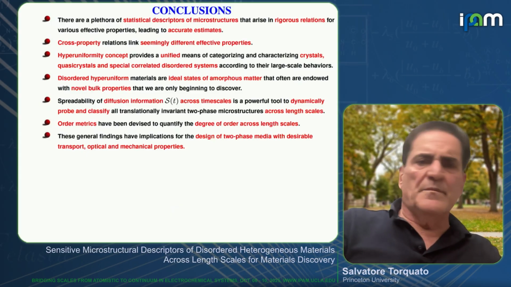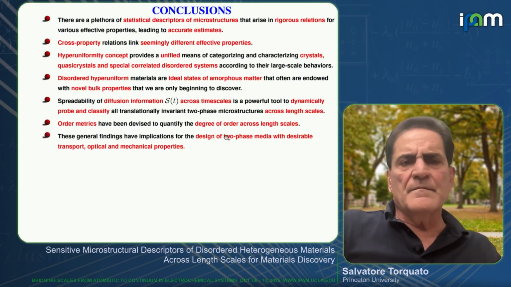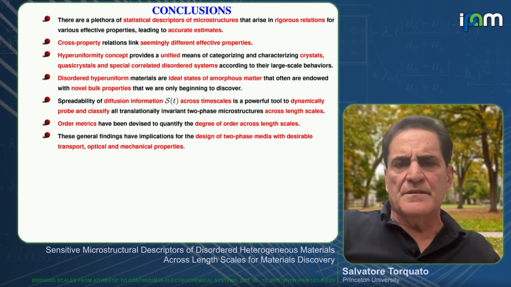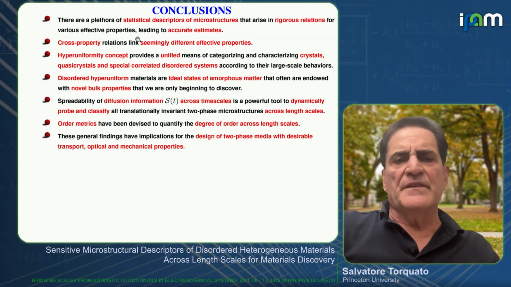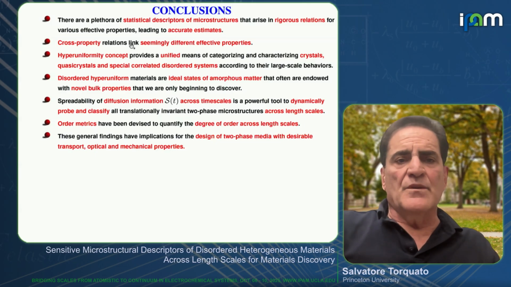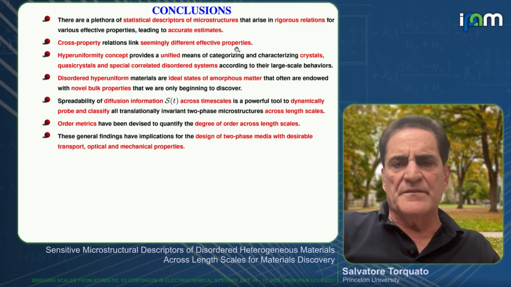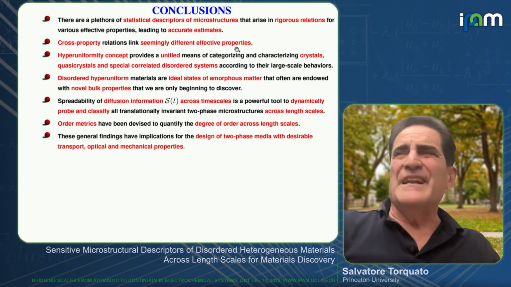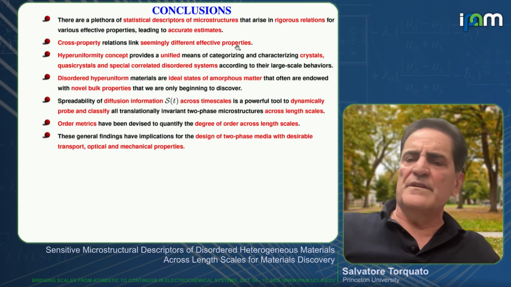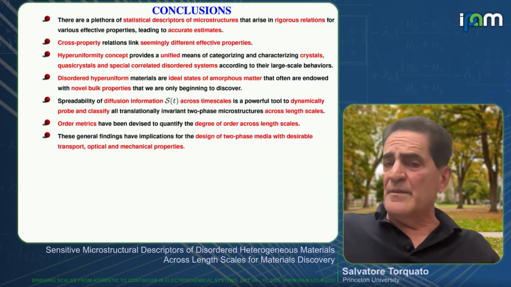Okay, so I've come to my conclusions. There are a plethora of statistical descriptors of microstructures that arise in rigorous relations, various effective properties that lead to accurate estimates. Cross-property relations link seemingly different effective properties. And I hope that that's something that maybe you have not seen before, but I think is an interesting idea, especially when you can measure one property that might be much easier to measure than some other property that you're interested in.